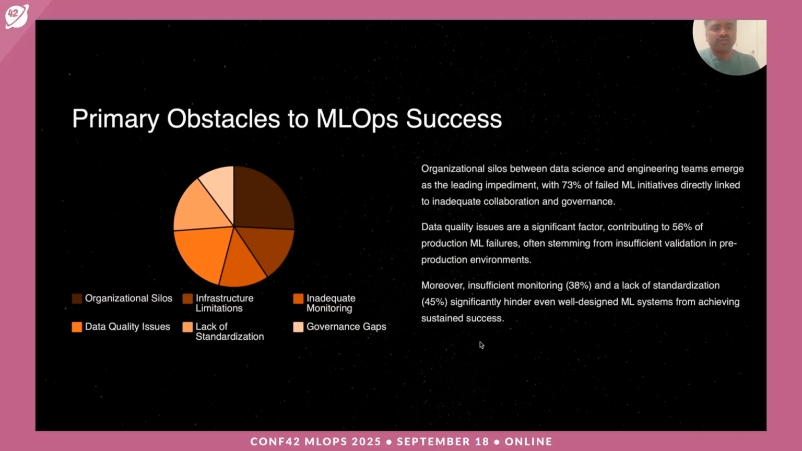And also looking at some of the metrics here, considering some of these links, 56% of production ML failures are directly linked to data quality issues. As I was mentioning, data quality is extremely important in production ML systems in a way, right? Similarly, almost 38% are linked to insufficient monitoring. Lack of standardization, 45%. These are ballpark numbers that we have gathered.